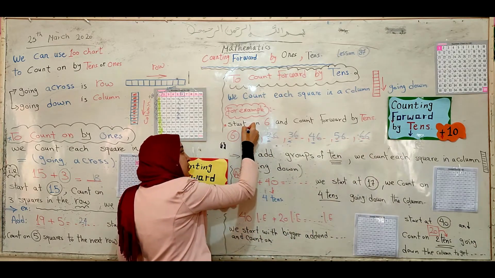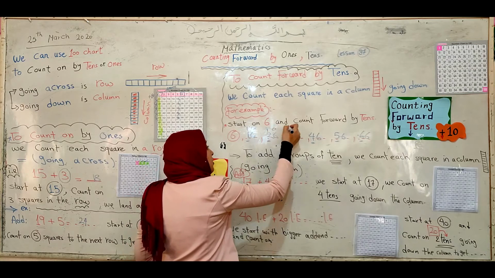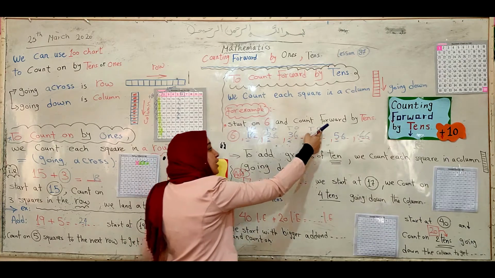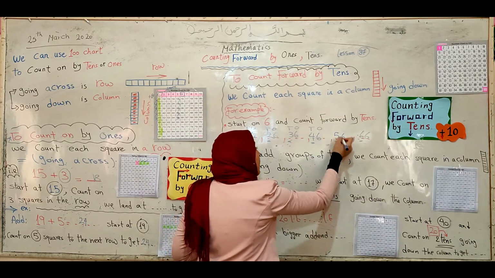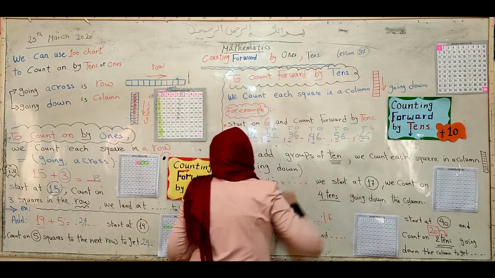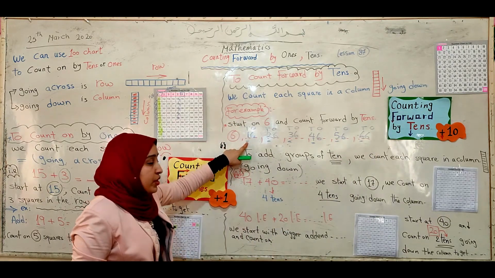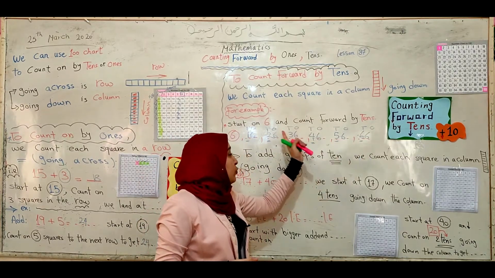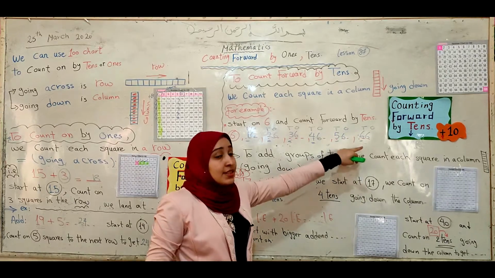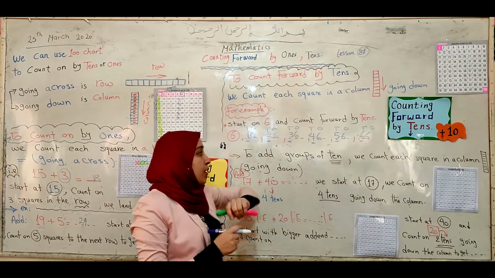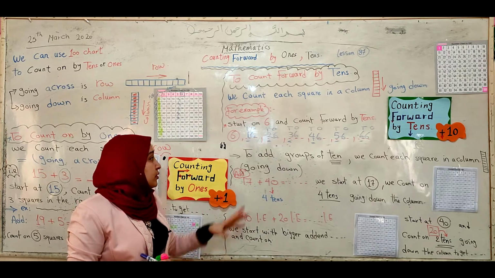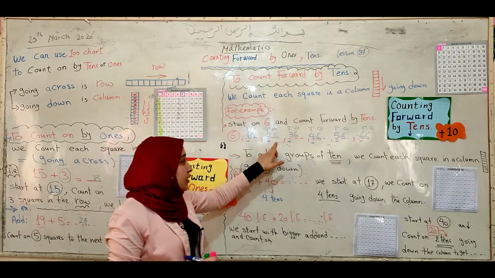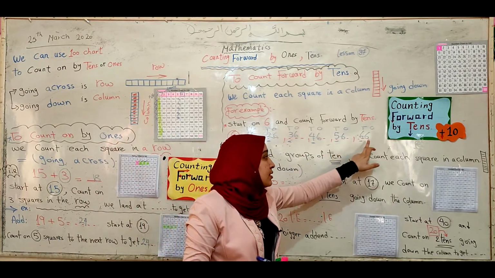Each number has 2 digits, tens and ones. T indicates tens and O indicates ones. So we have here 1 becomes 2, becomes 3, becomes 4, becomes 5, becomes 6. When we count forward by tens, the tens digit changes each time. And what remains constant? The ones digit stays constant, as we saw here: 6, 6, 6, 6, 6, 6.